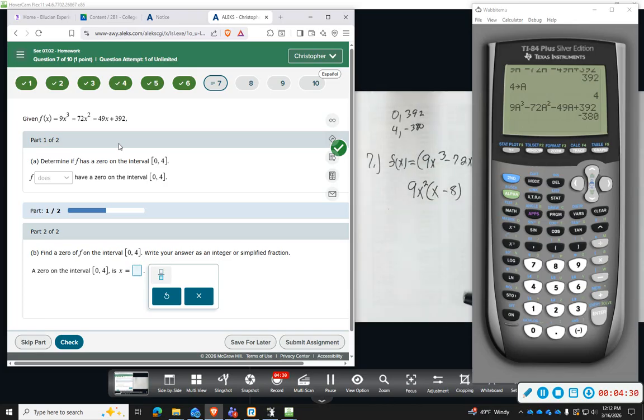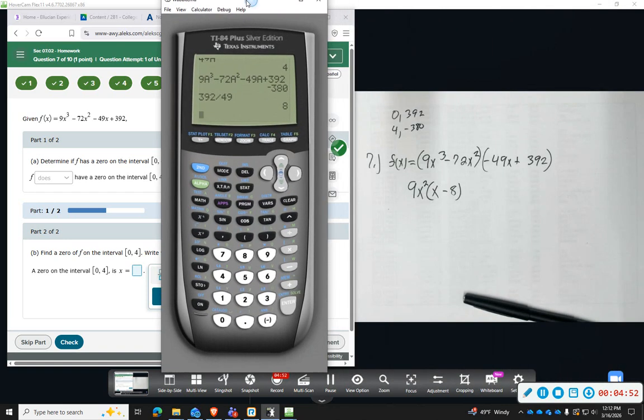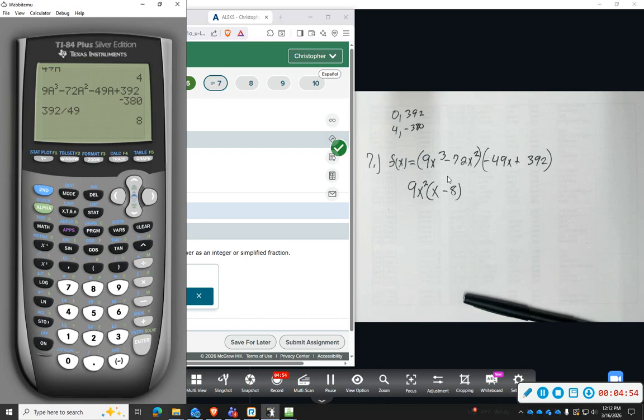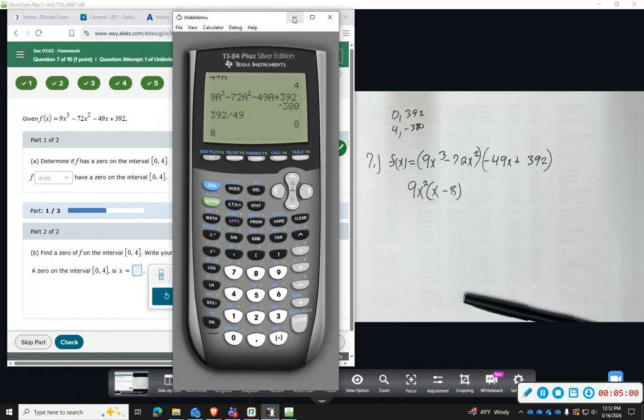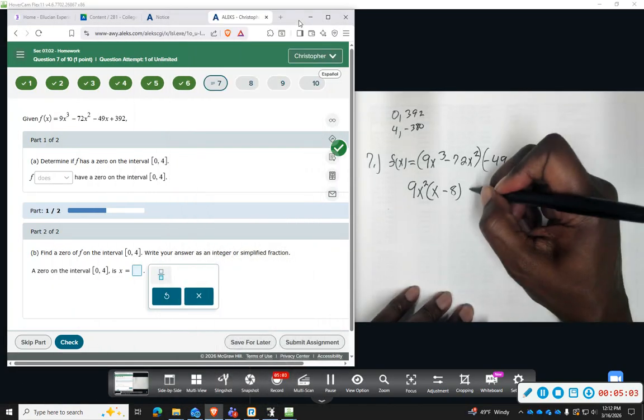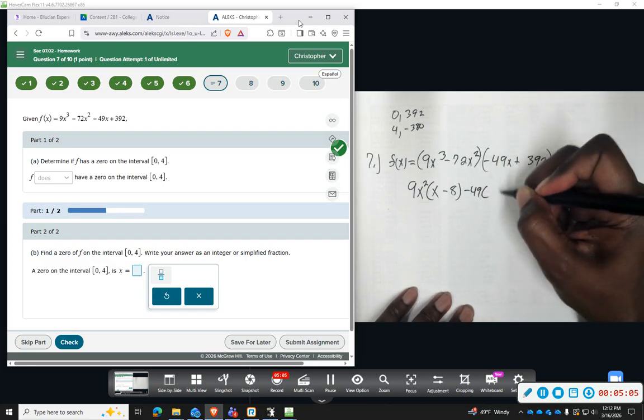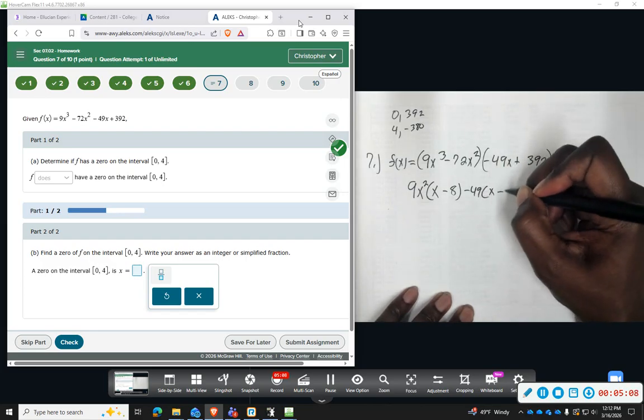So let's see. When we do 392 divided by 49, okay, that gives us 8. So we want to divide the second parentheses by a negative 49 because we want the first term to be positive and the second one to be negative. Okay, so I can just move it out of the way. So we're going to factor out a negative 49, and that's going to give us positive x minus 8.